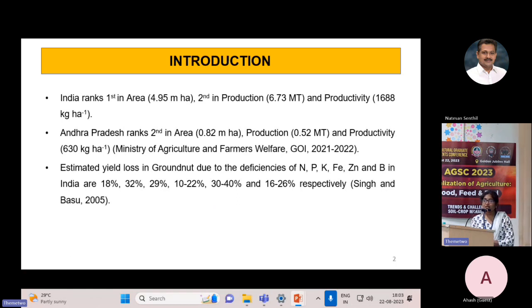This might be due to many production constraints, possibly plant population, imbalanced use of nutrients and nutrient deficiencies also. According to Singh and Basu 2005, the estimated yield loss in groundnut due to deficiencies of NPK is 18%, 32% and 29% respectively, whereas the deficiencies of zinc, iron and boron cause 30 to 40%, 10 to 22% and 16 to 26% respectively.